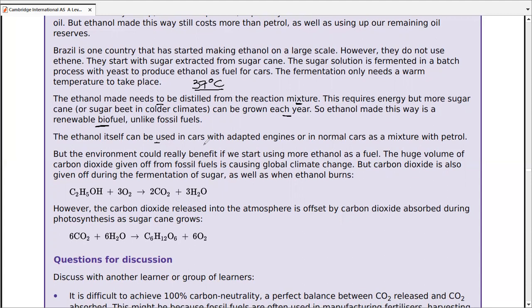So ethanol itself can be used in cars with adapted engines, or in normal cars as a mixture with petrol. This is currently being done in many countries around the world, not just Brazil. The environment could really benefit if we start using more ethanol as fuel. A huge volume of carbon dioxide given up from fossil fuels is causing global climate change, but carbon dioxide is also given up during the fermentation of sugar as well as when the ethanol burns.